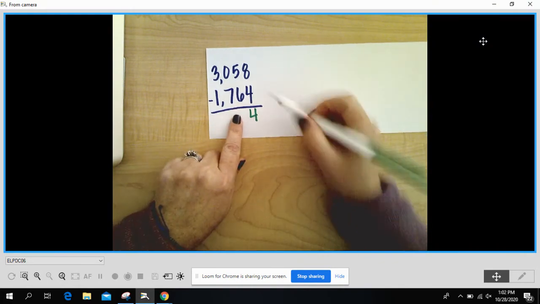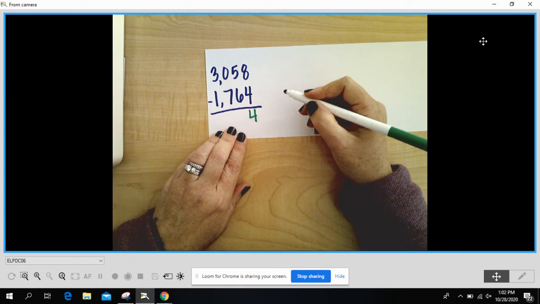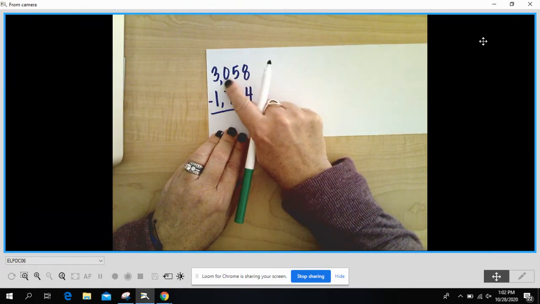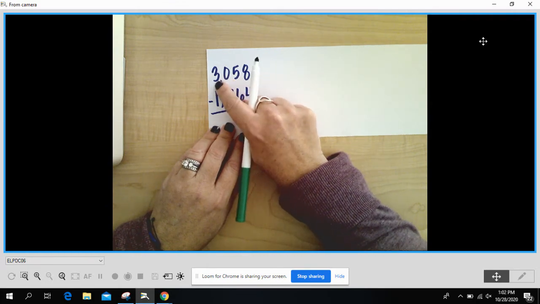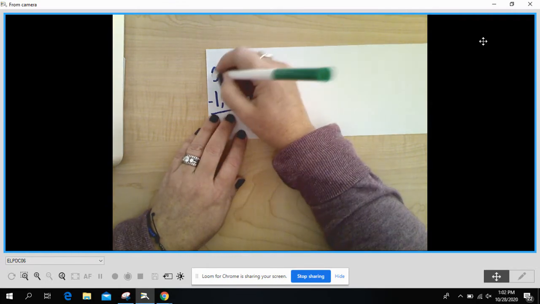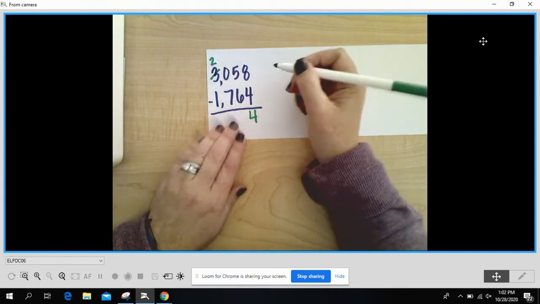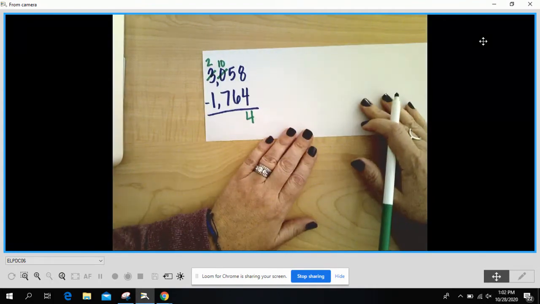Now I move to my tens place. I have 5 minus 6. I'm unable to do that in this problem because 6 is more than 5. So I need to borrow or regroup from my hundreds. There's a 0 there. I can't, so there's nothing for me to borrow from or regroup from. So I have to go to my thousands. That's going to become a 2. And that becomes a 10.